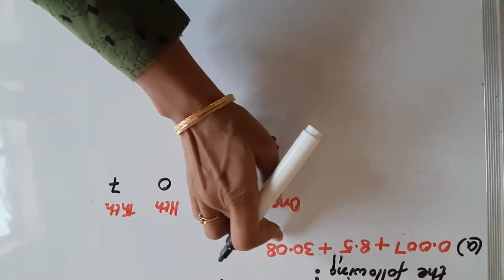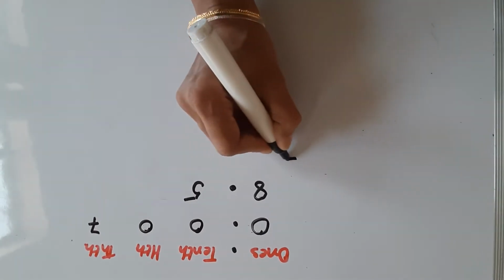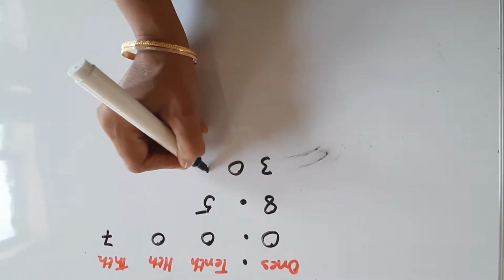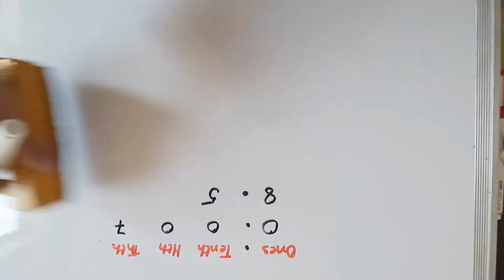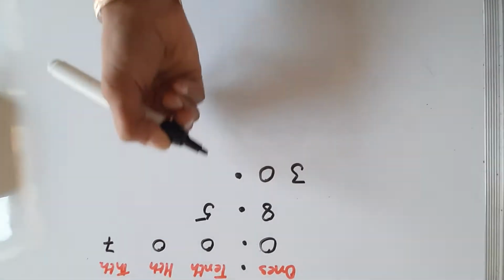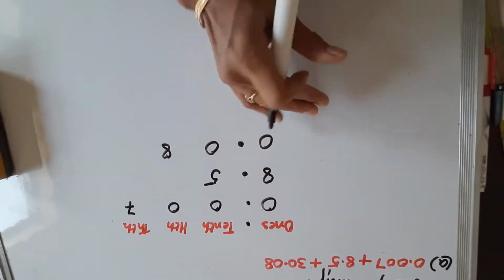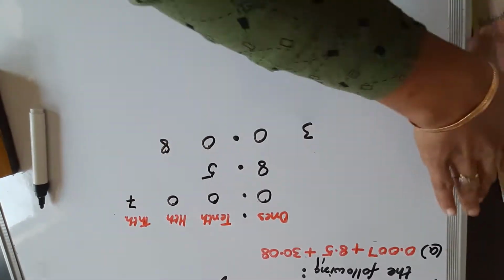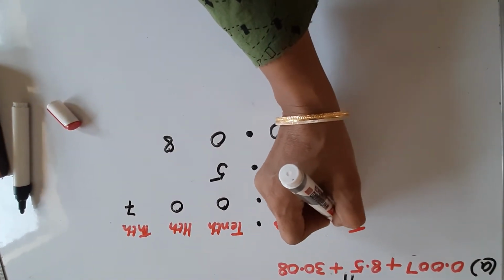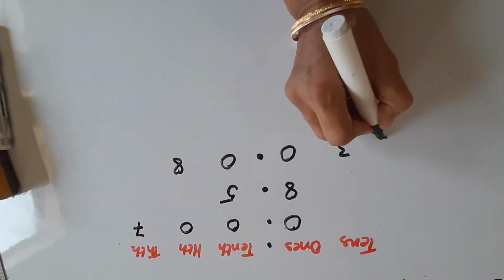Now next is 30.08. So point will be written here, and 30 should be written like this. So don't write like this. This is a wrong way. So always write decimal under decimal. So for 30 we will write this, 30.08. So let us mention the place of each digit also: this is ones, this is tens, right? So in this way, now let us add them.